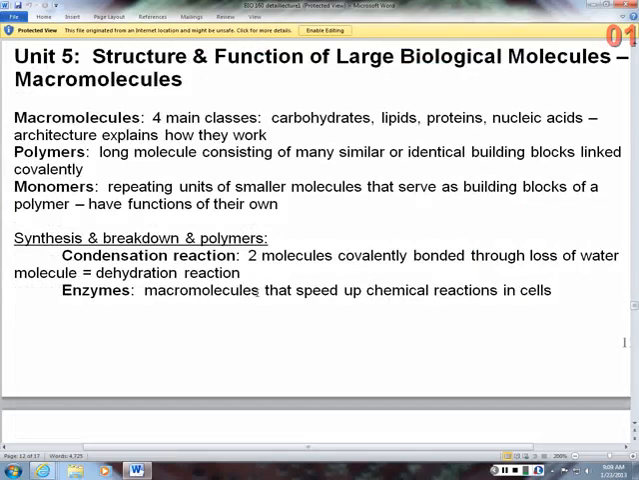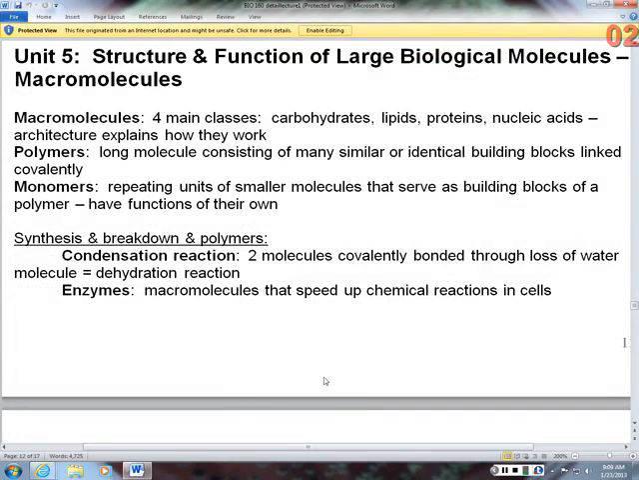So with the macromolecules, these are going to be your large biological molecules that we're looking at at this point. And there are 4 main classes that these are going to fall into. So you've got the carbohydrates, lipids, proteins, and nucleic acids. And their architecture, their shape, is going to explain how they work. So we're going to be looking at each of those.